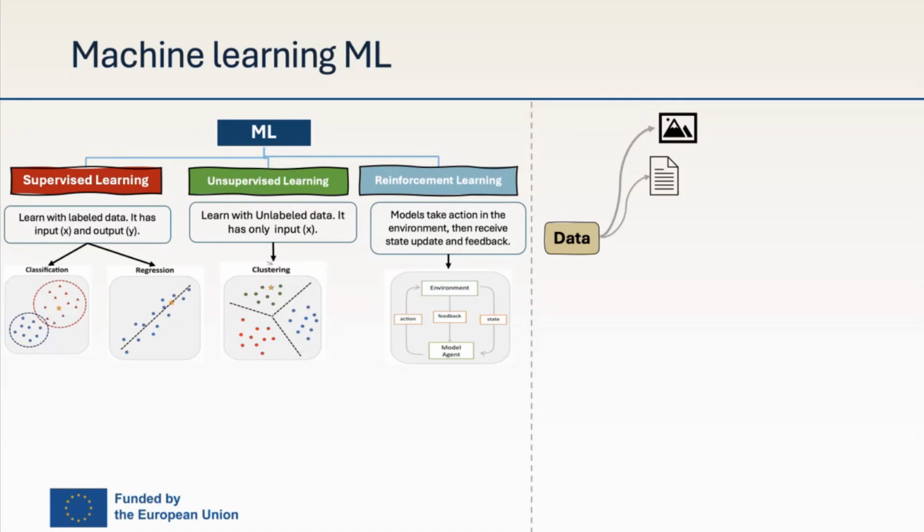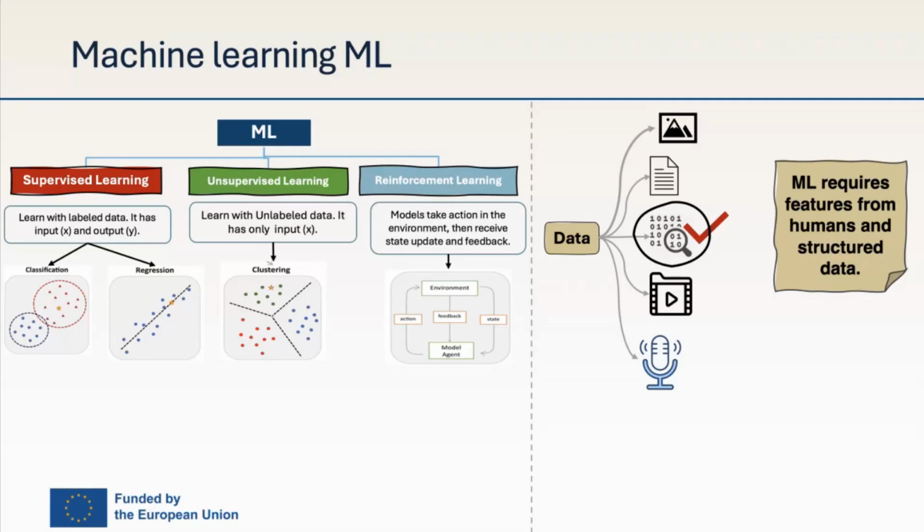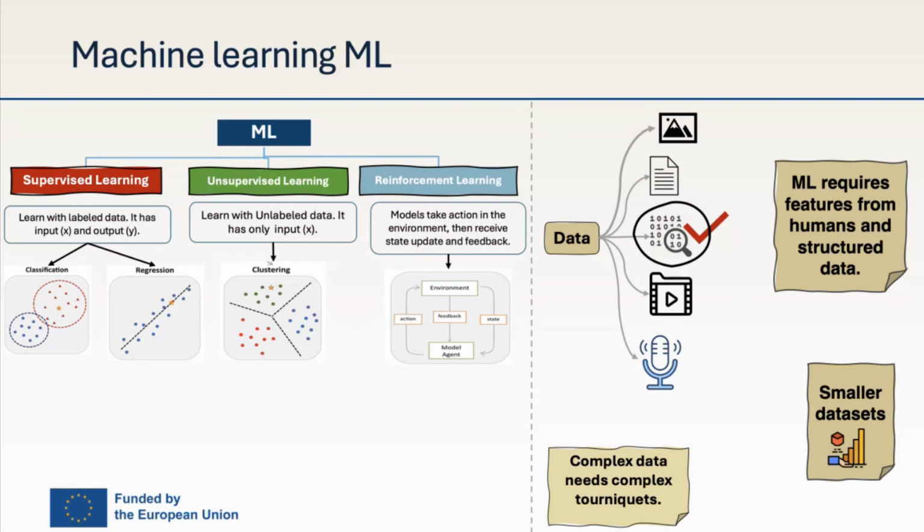Actually, according to the data that we can deal with in machine learning, we can deal with images, text, numbers, audio and video. But machine learning is considered more suitable for numerical data, because in machine learning we need to extract the features by ourselves.